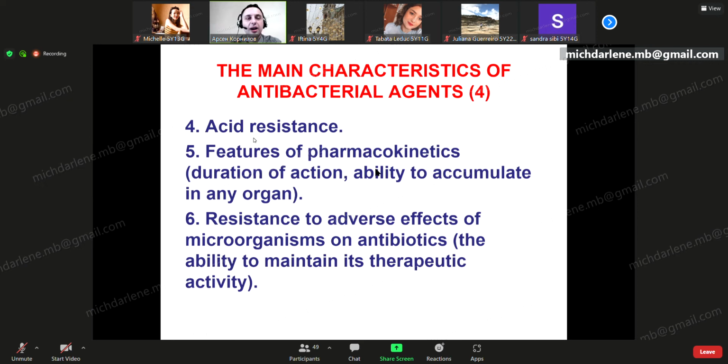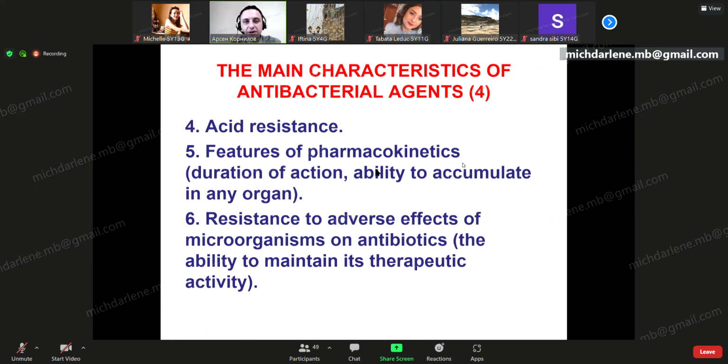Of course, the possibility of oral use is very important, and especially important in childhood. Just imagine a kid which actually has to take antibiotics. Obviously, it is better to take syrup or tablets, but not injections or infusions. Next parameter, features of pharmacokinetics.